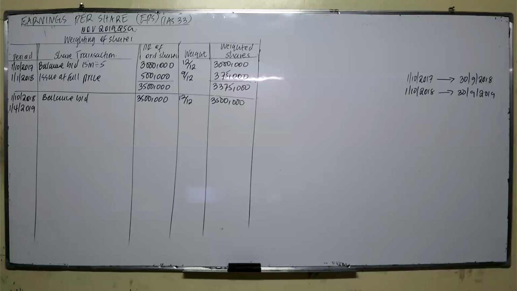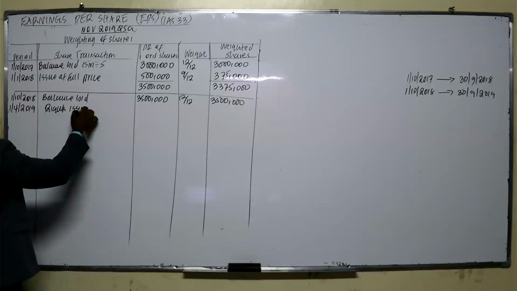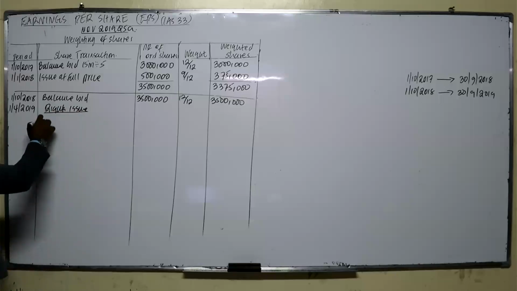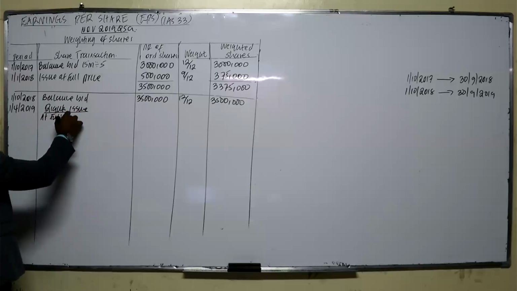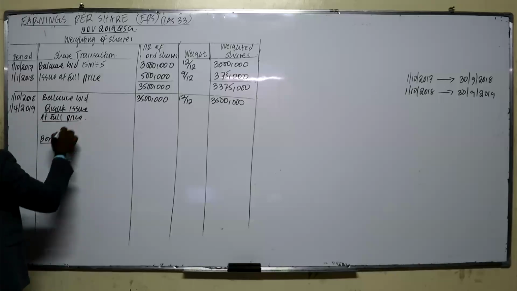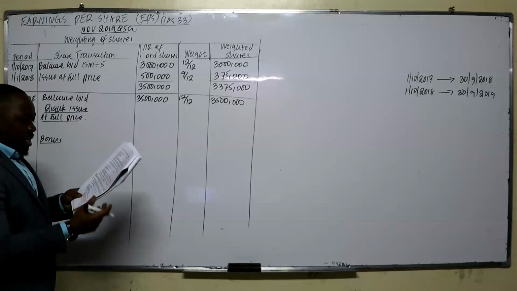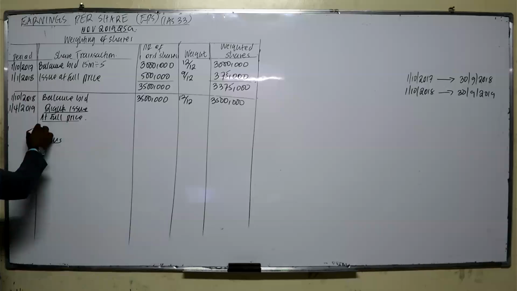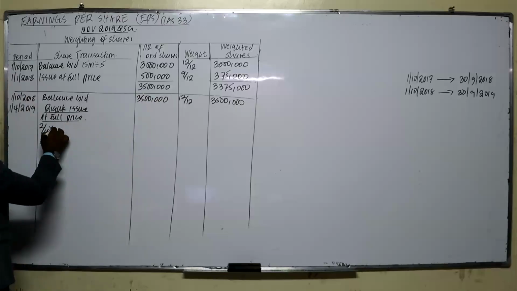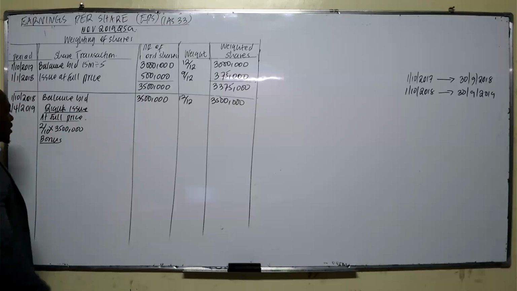Dakika Limited also made a rights issue of 2. What do you say about the rights issue? Good. Whenever you have a rights issue, some shares are deemed issued at full price, and some are deemed to be issued as a bonus, correct? So you're told that Dakika Limited made a rights issue of 2 new ordinary shares for every 10. So you take 2 over 10, that's 20%, multiplied by the number of shares outstanding, 3.5 million, which gives 700,000 shares, right?